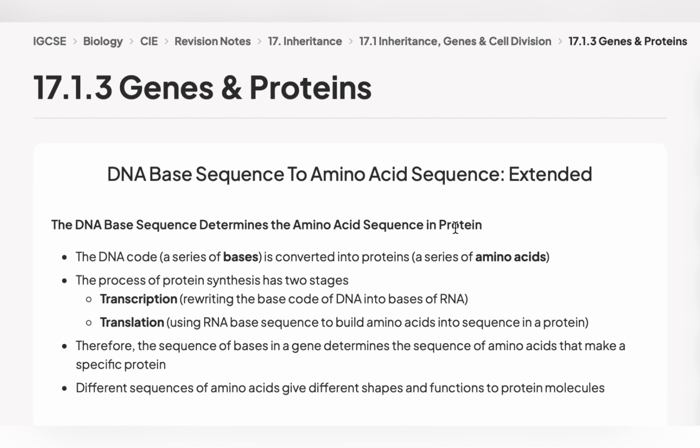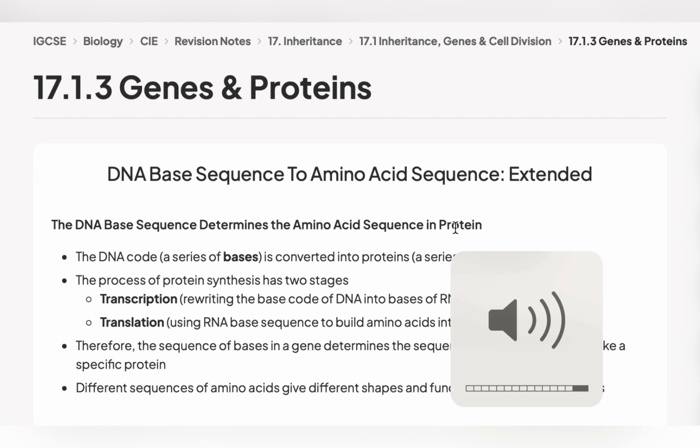The second process of the synthesis of protein, protein manufacturing or protein formation, whatever language you want to use, is called translation. The second process is called what? Translation.